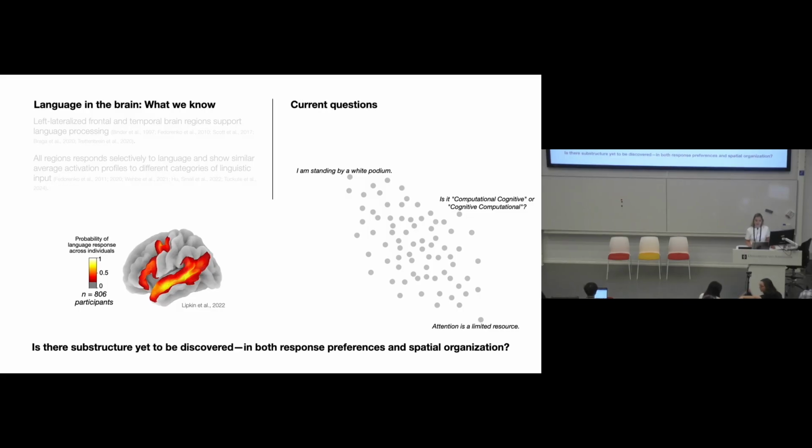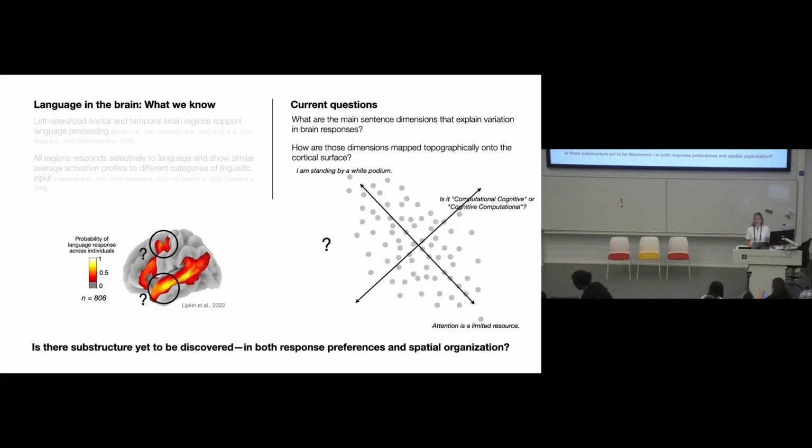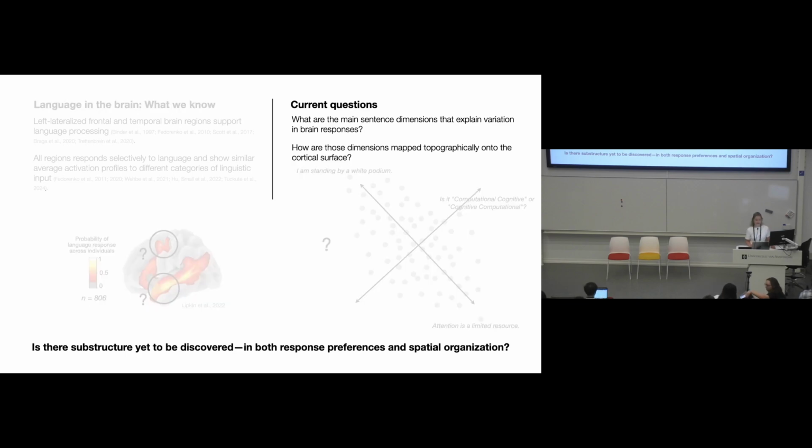So in this talk, I'll first ask, what are the main sentence dimensions that explain variation in brain responses? And second, how are those dimensions mapped topographically onto the cortical surface? These are the two key questions of my talk.